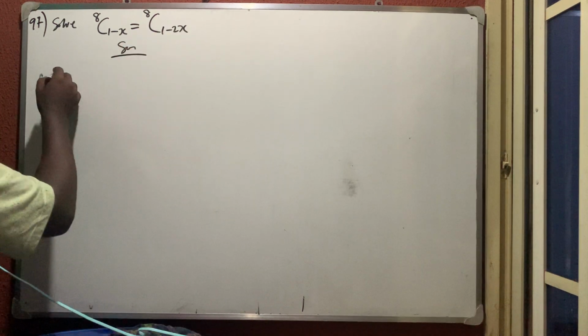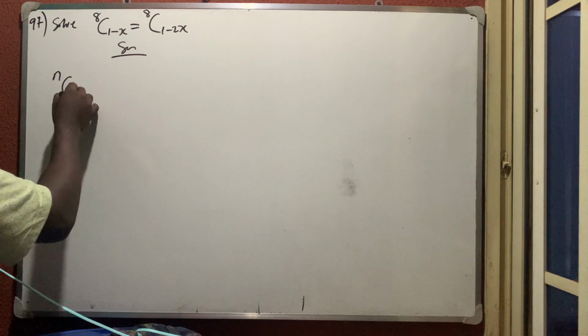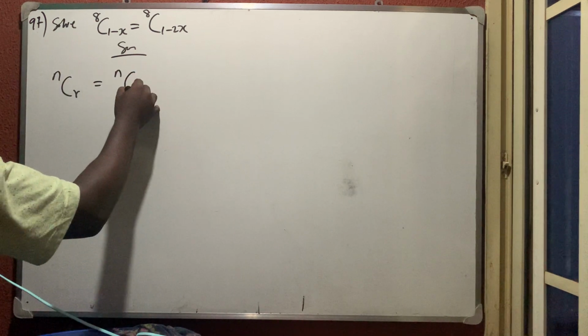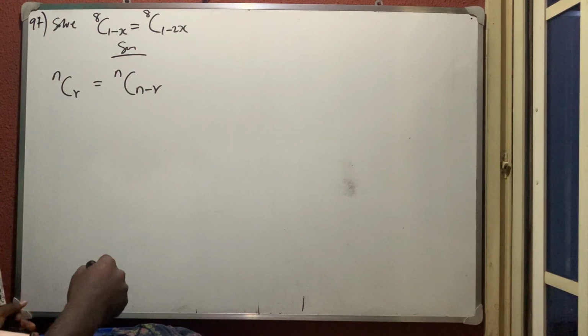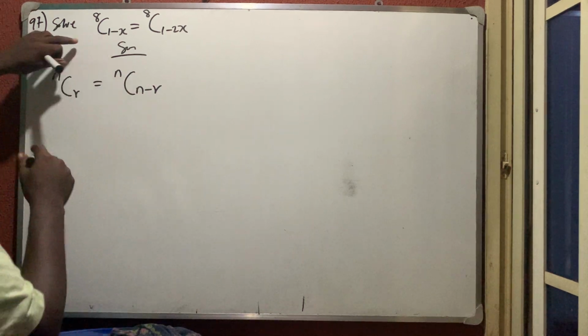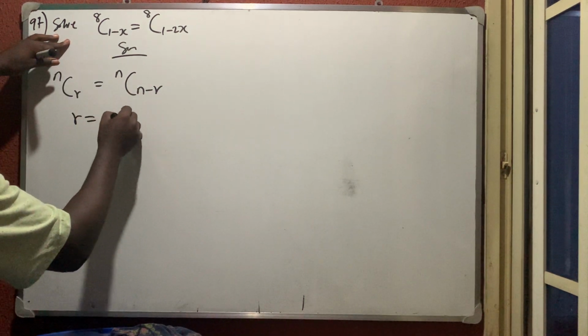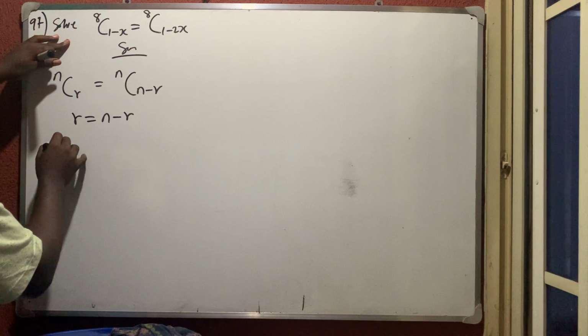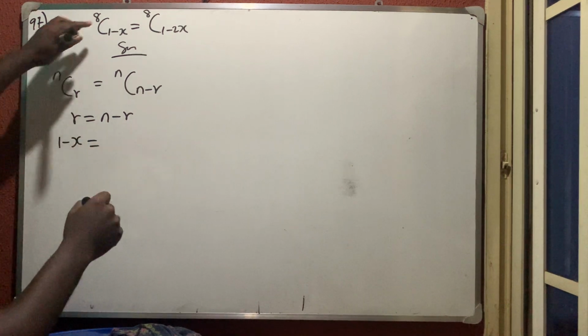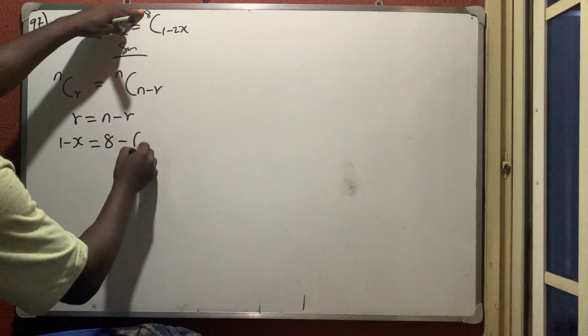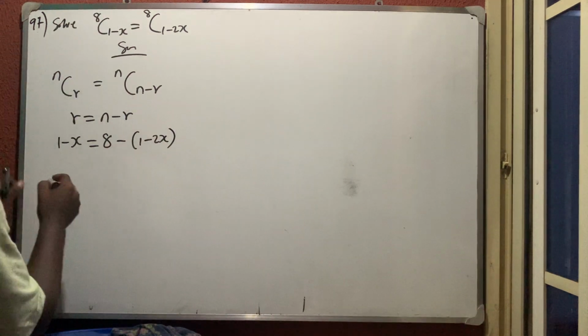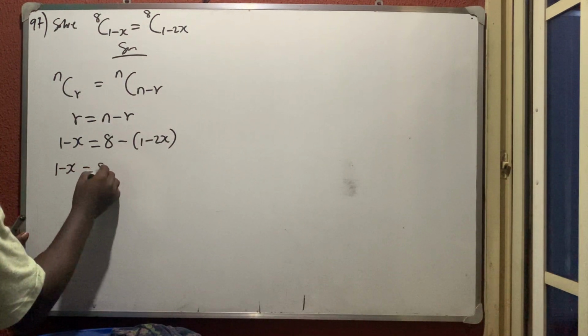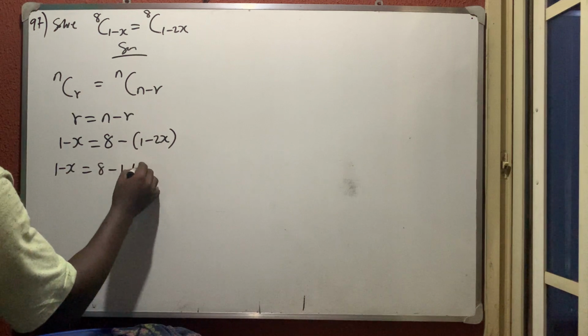Solution. Very simple. Just know that n combination r is the same as n combination n minus r. So if you compare these two now, you will see that r is equal to n minus r. So the left hand side is r, which is 1 minus x. But the right hand side is what? 8 minus 1 minus 2x. Very simple. So 1 minus x is equal to 8 minus 1 plus 2x.